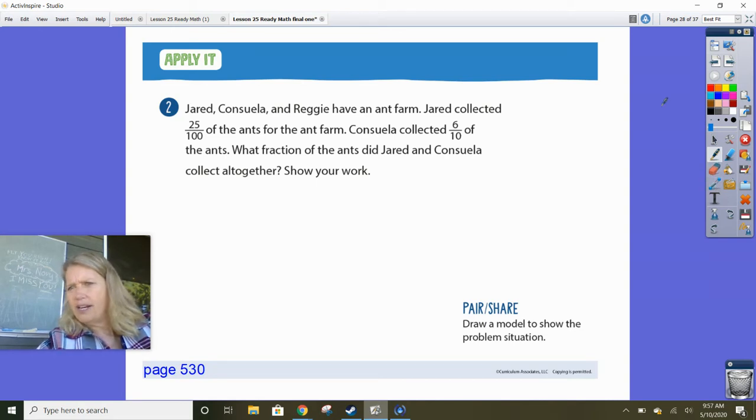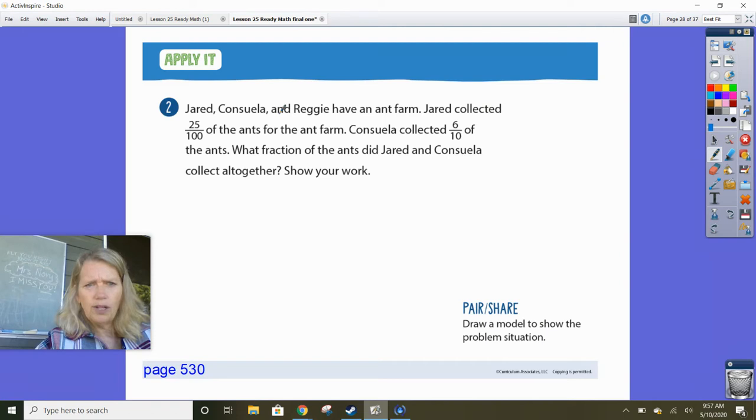The first thing my brain did was to think about who did more. Jared did 25 out of 100. Sounds like Jared did more, but that's not even half. Consuela did 6/10, more than half. She did a lot more than Jared. Now Reggie, I don't know.